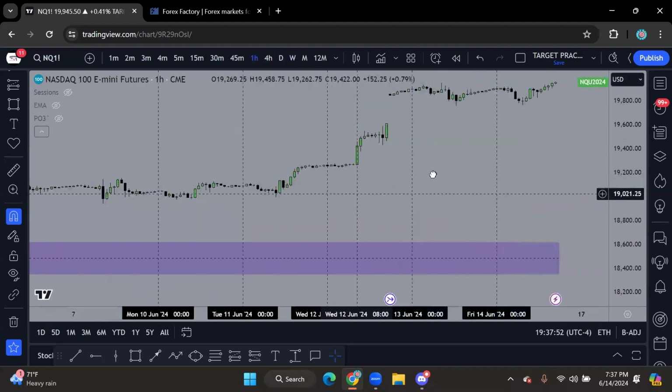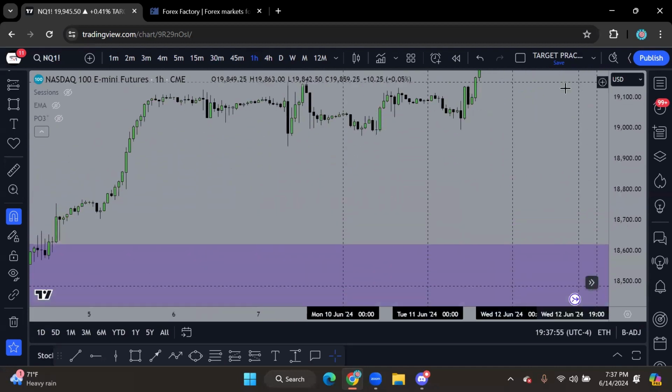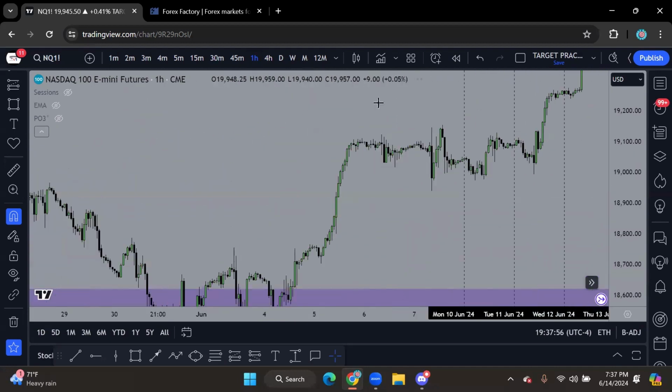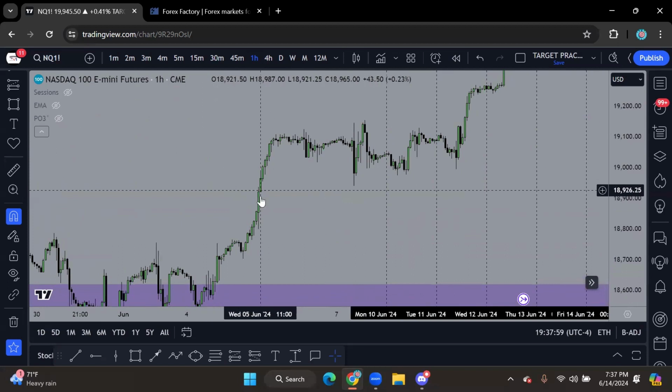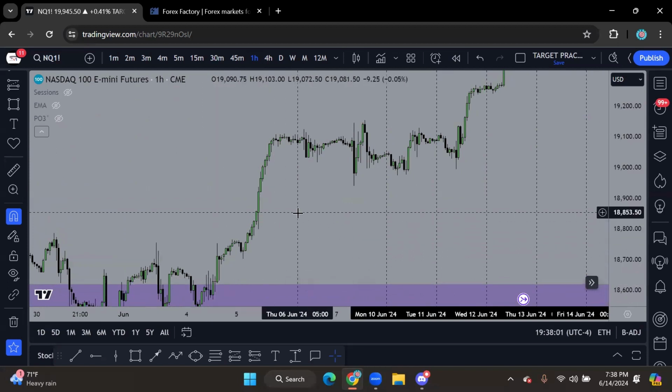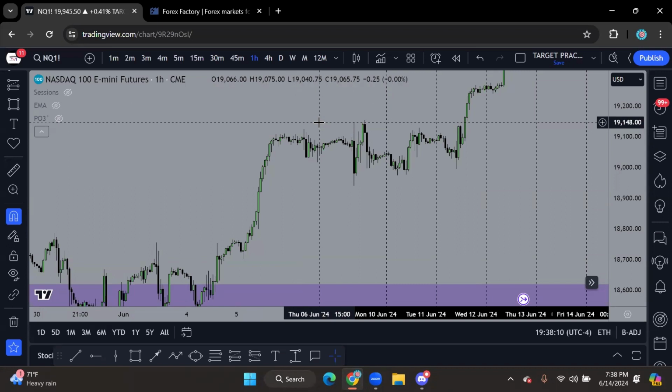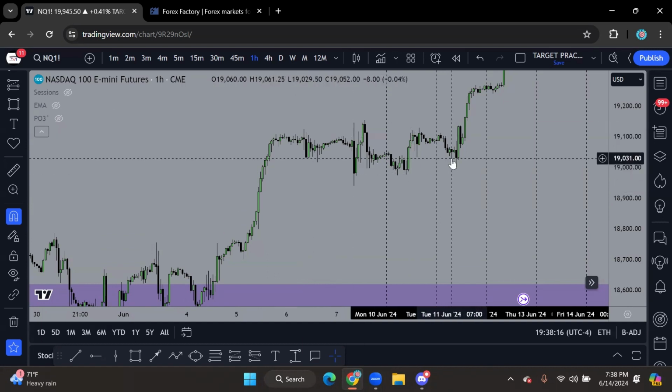So a lot of these moves definitely tripped up a lot of traders who were looking to take sells, you know, smart money traders, smart money concept traders, ICT traders, support resistance traders. If you were bearish this week, regardless of whatever concept you trade or whatever logic you trade, you were not likely to be profitable.